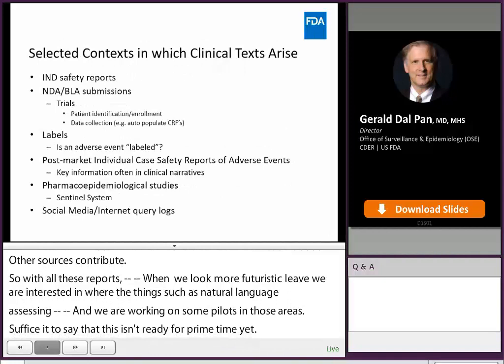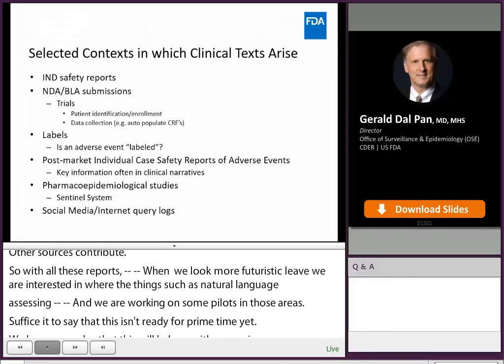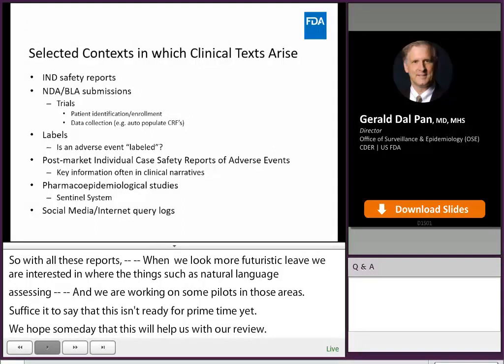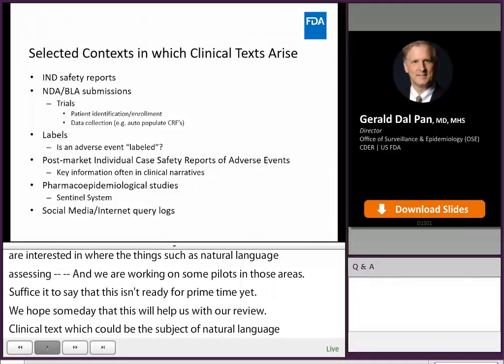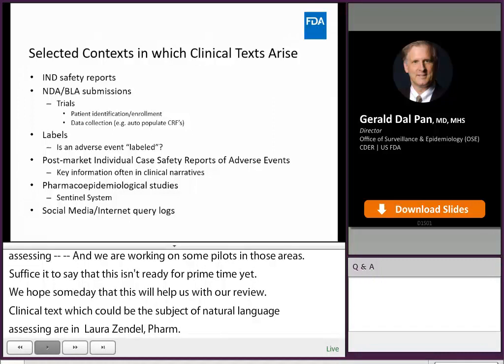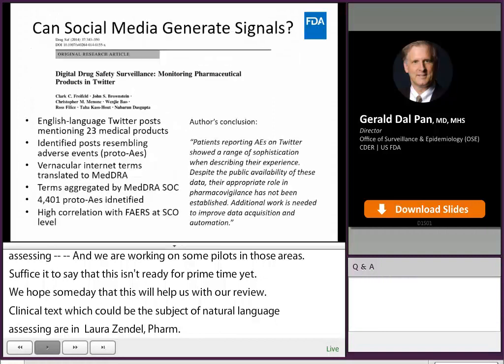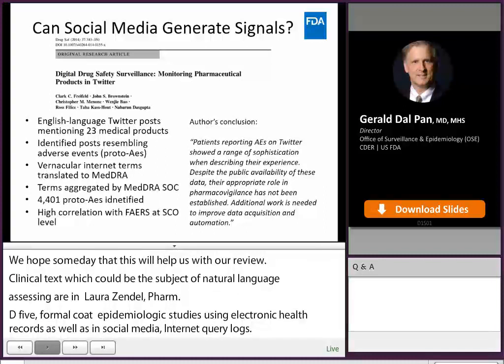Clinical texts, which could be the subject of natural language processing, are in IND reports, NDA BLA submissions, product label to tell us whether an event is labeled or not, post-market individual case safety reports, pharmacoepidemiologic studies using electronic health records, as well as in social media, internet query logs. And that raises the question, can social media generate signals? Well, there's been groups that have looked at this, and again, this is not really ready for prime time.